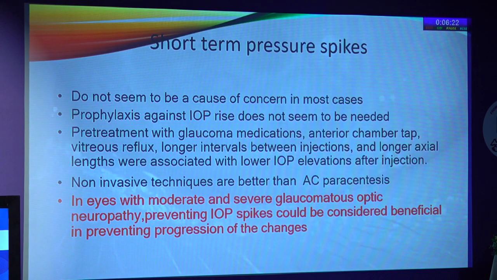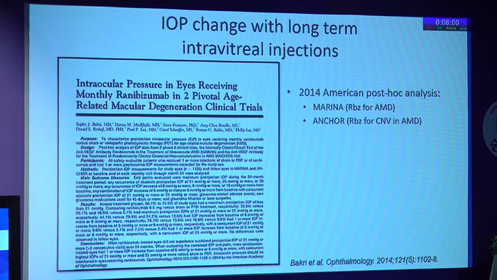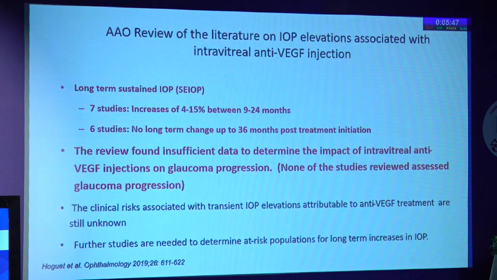So it seems that short-term pressure spikes are not a big problem. And where you are worried, you can pre-treat with some glaucoma medication, and that will give you the desired buffer. But patients who've got glaucomatous optic atrophy already would be a problem, and they're the ones that you need to be careful about. So let's look at the long-term effects. All the pivotal studies did not address this issue simply because many of them excluded people with high intraocular pressures. And if you look at it, you don't really get any answer from these very controlled trials.